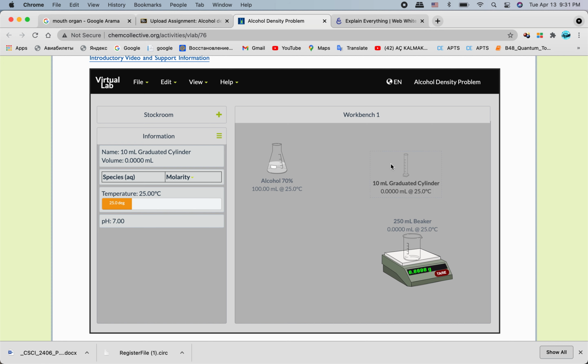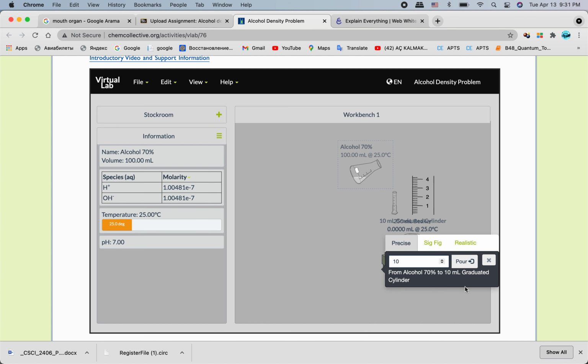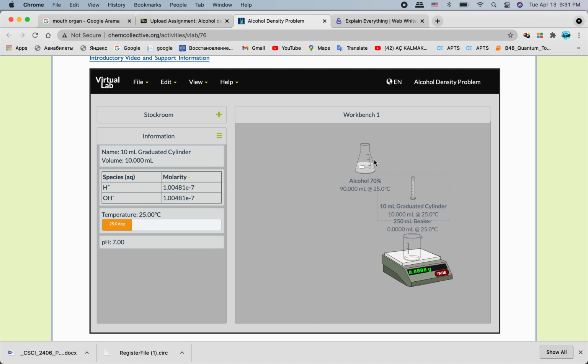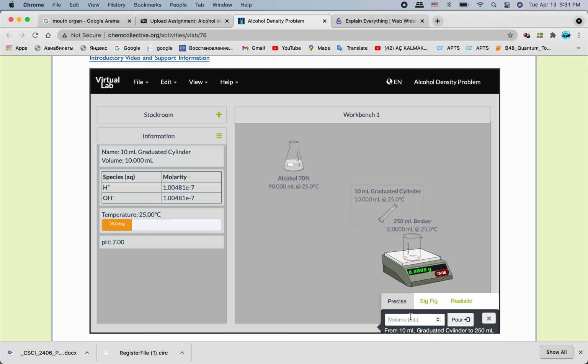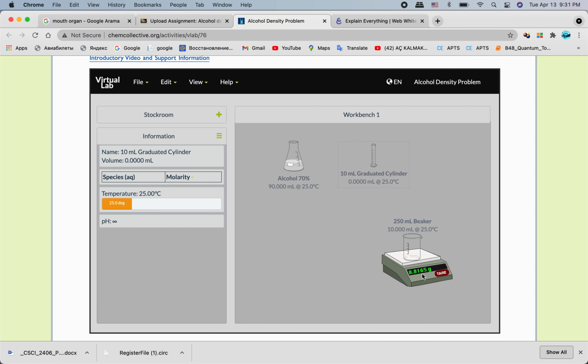Okay, 10 milliliters is the best option for some calculations. That's why I'm just going to put 10 right here and pour. As you see, we have 90 and we have 10. After that I drop it into our beaker, and we can figure out the mass of the liquid, the alcohol, and it shows 8.8165.